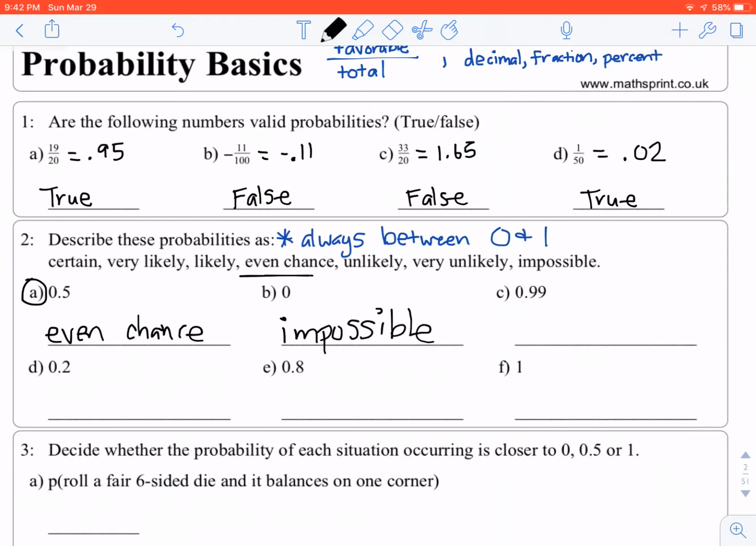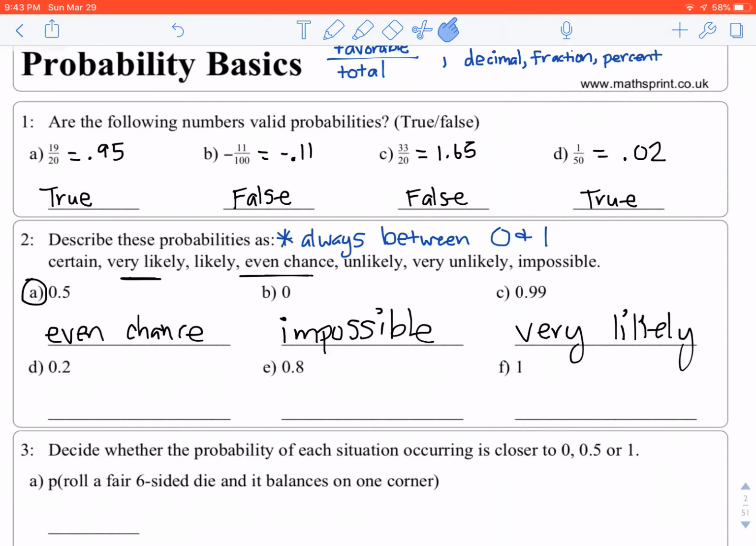Okay, letter C gives us 0.99. So that is very, very close to 1. If I said there's a 99% chance that it's going to be sunny tomorrow, well, that's probably going to happen. I would say very likely. I would not put certain because it's not 100%. You still have that 1% chance that it might not occur. So again, in that list they gave us, I would say very likely for letter C.